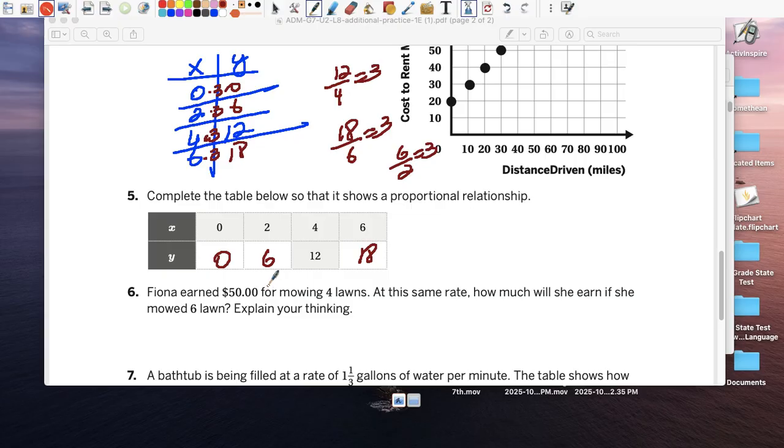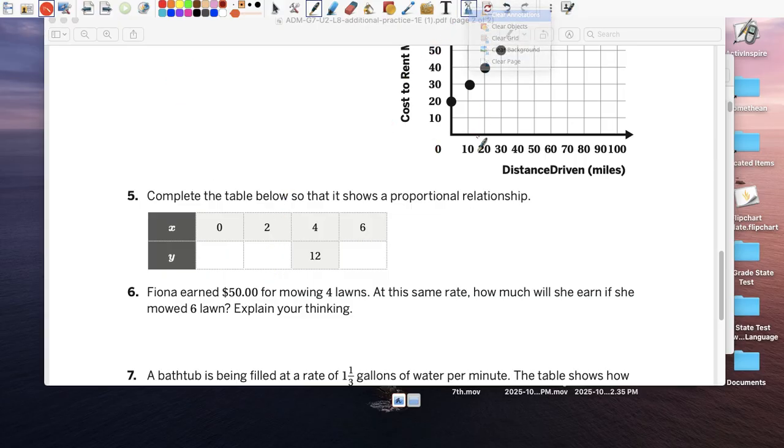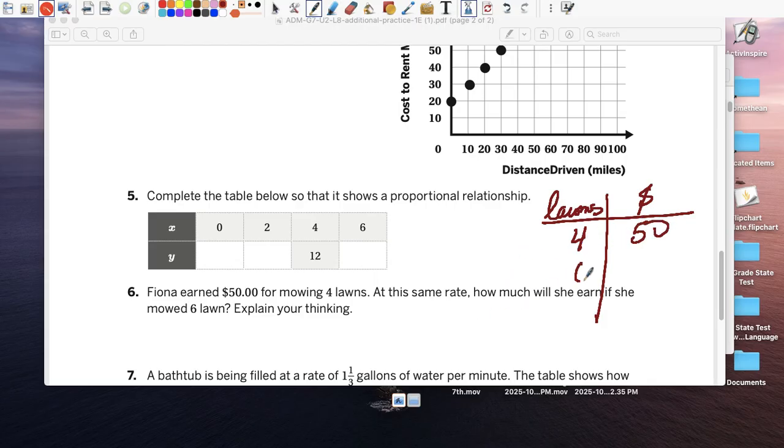Fiona earned $50 for mowing 4 lawns. So again, here are lawns. Here's the money that she made, and this is all we know. What happens when you mow 6 lawns? Can you find the constant of proportionality here?